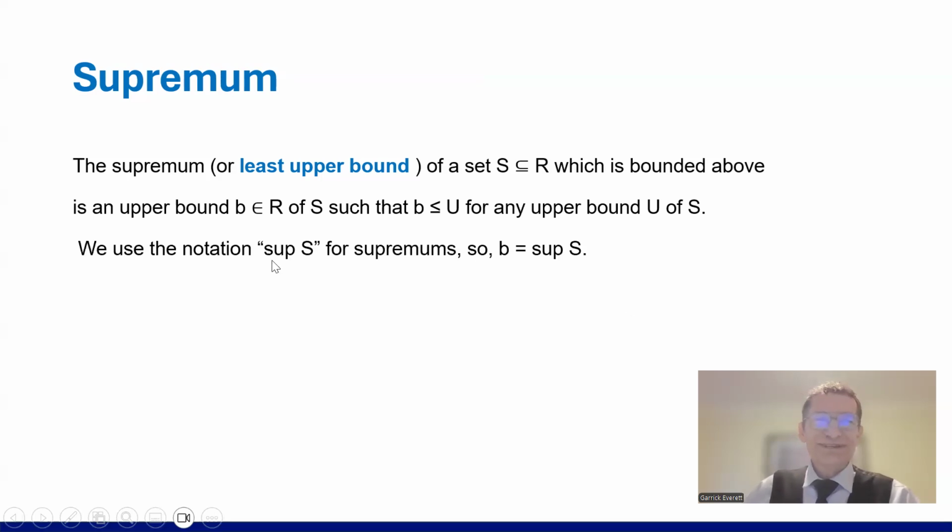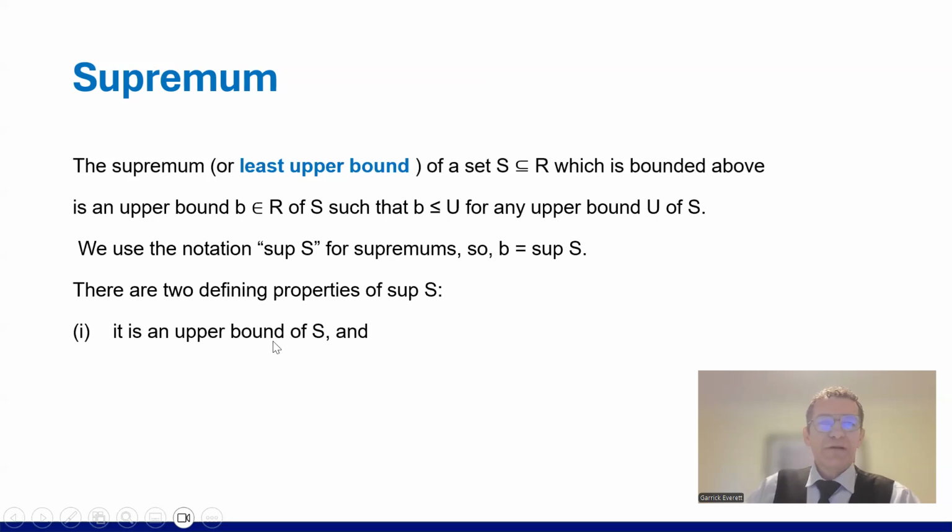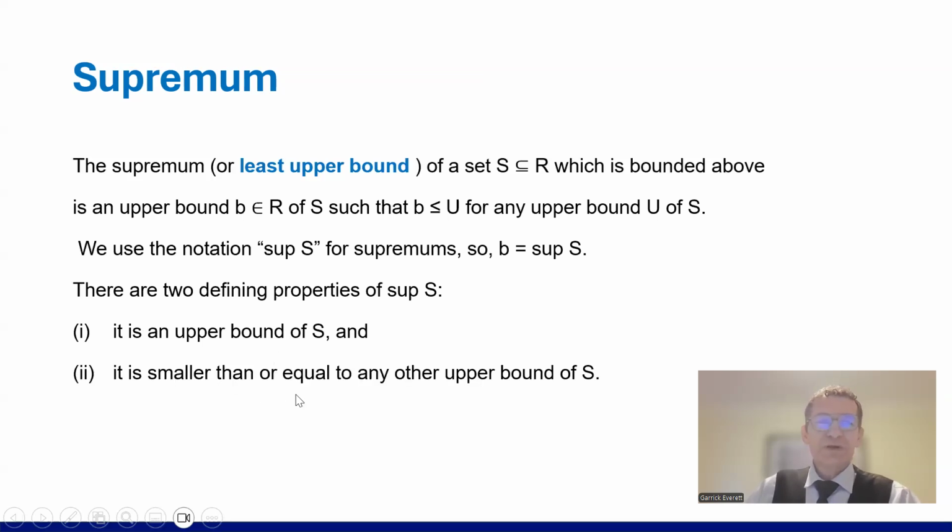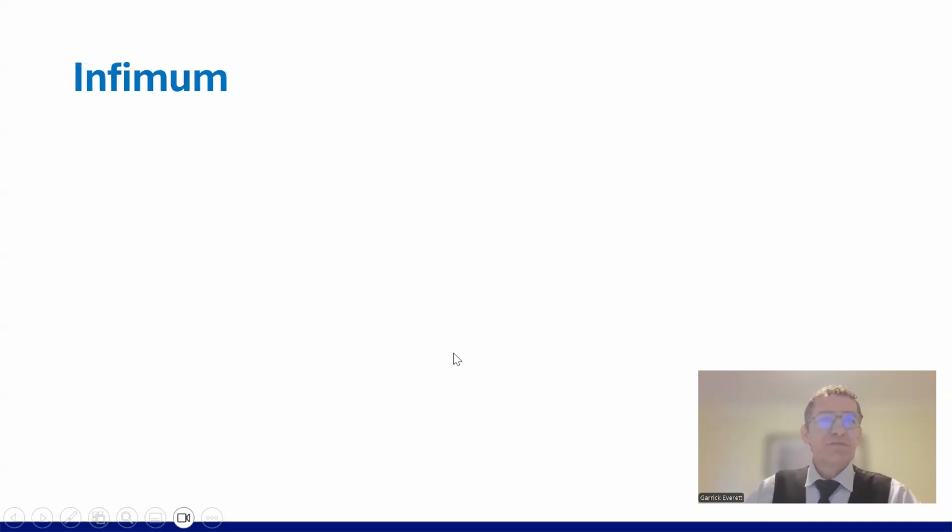We use the notation sup S for supremums, so b equals sup S, and that's b being the bound that I've just created here. There are two defining properties for sup S. It's an upper bound of S, which is pretty obvious, and it's smaller than or equal to any other upper bound of S. I'll explain that with examples. I did try and explain it in lecture 1, so I'll do a more detailed explanation here. Hopefully it'll be more clear.